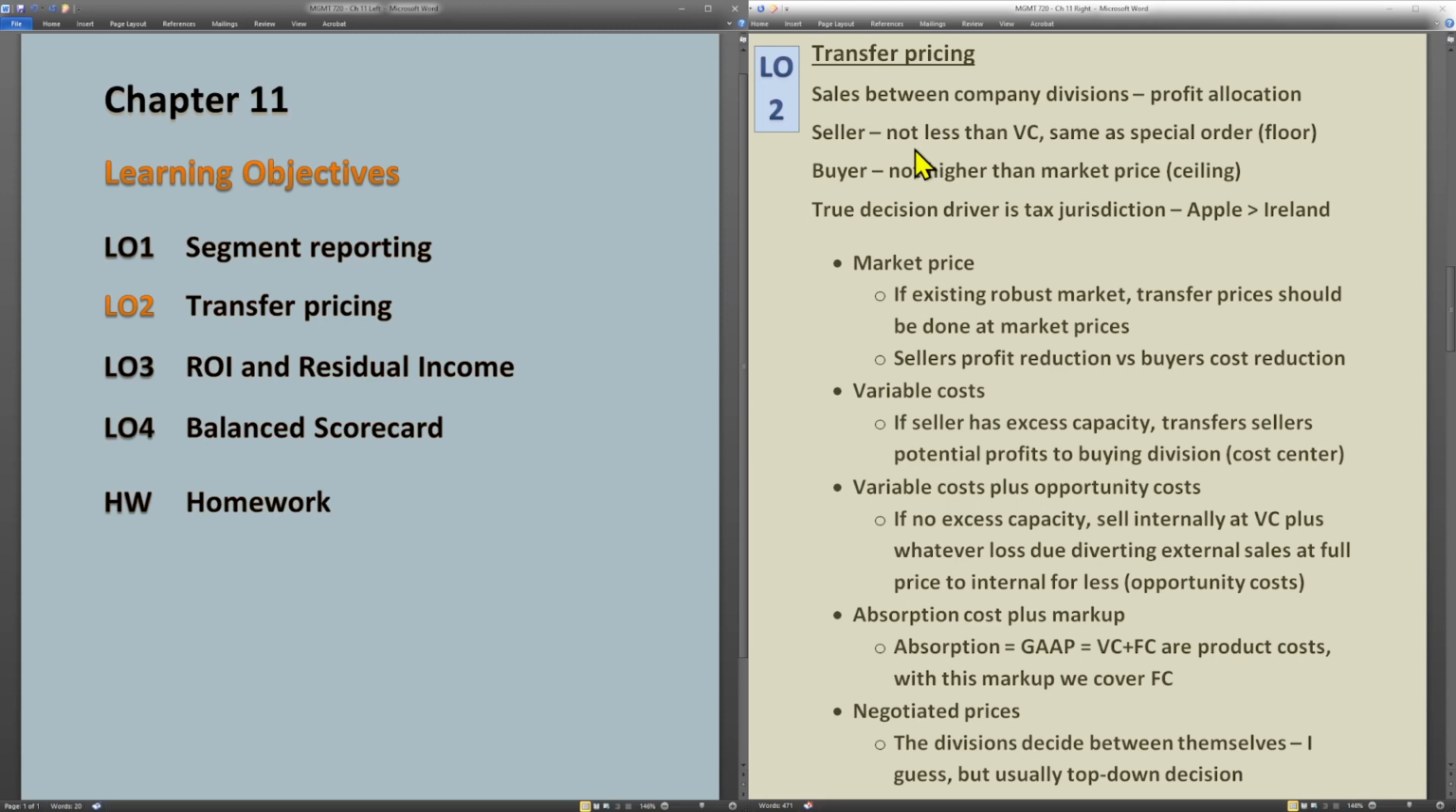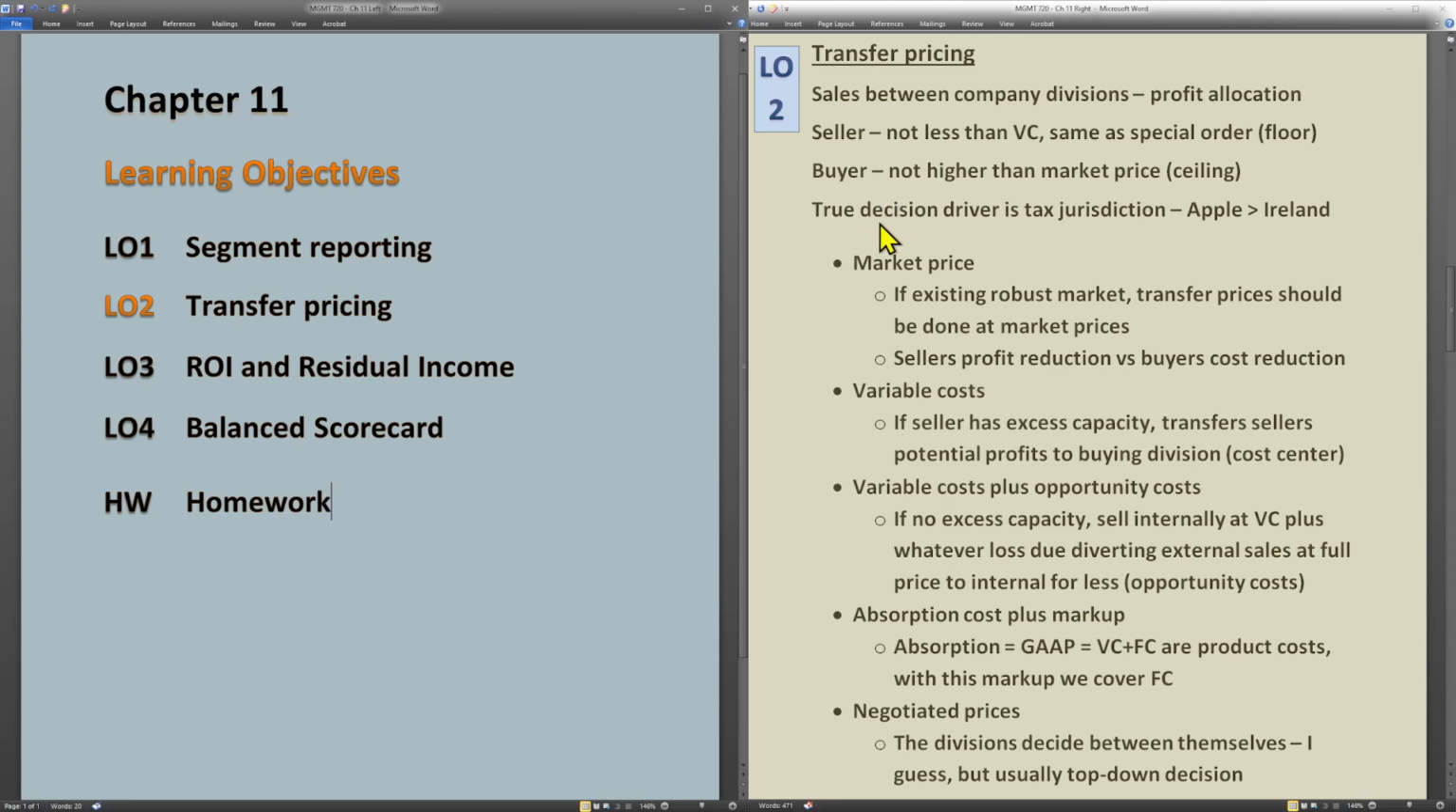And if the seller suggests a price higher than what the buyer can get on the market, the buyer is usually not going to buy internally for a price higher than what it can get out on the marketplace. So that's typically the ceiling. The floor is the seller's variable costs. The ceiling is the buyer's market price, or what it can buy the same product for on the market. There are a bunch of different ways to look between those two numbers and make a decision, but those are essentially the two main numbers you need to focus on.